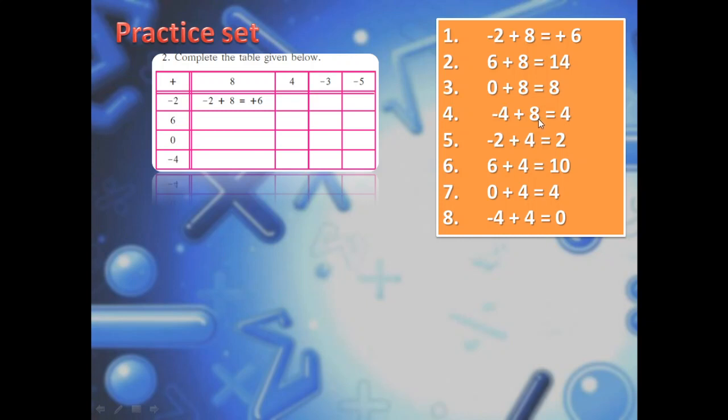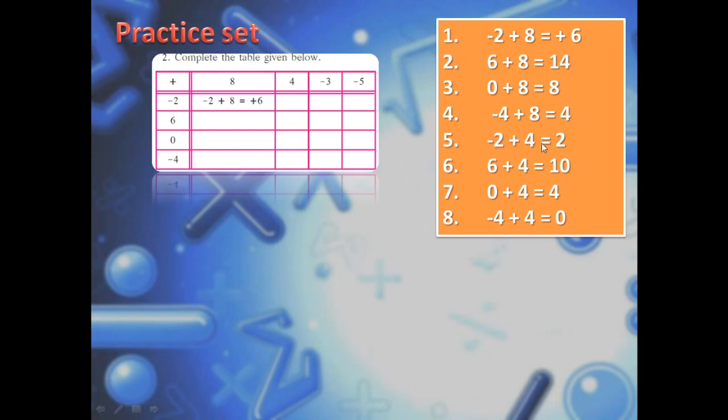Minus 4 plus 8. Having opposite signs, we have to subtract and put the greater number sign. That is, if I subtract 4 from 8, I get answer as 4. Since 8 is the bigger number, the sign is positive. So answer will be also plus 4, or you can just write 4 as given here.